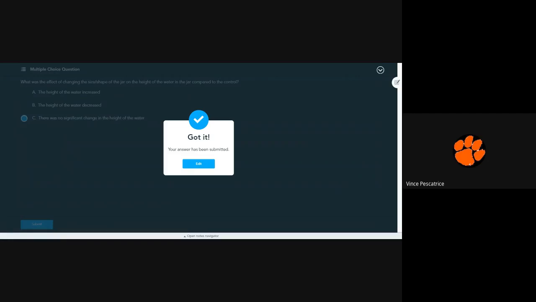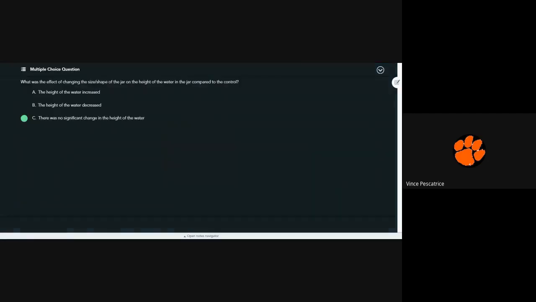All right, so this one's kind of split. A lot of people are either saying that there was no significant change or it was a little bit decreased. So I would say in general it is not a significant change. It may be a little bit, but not enough where I think it matters.